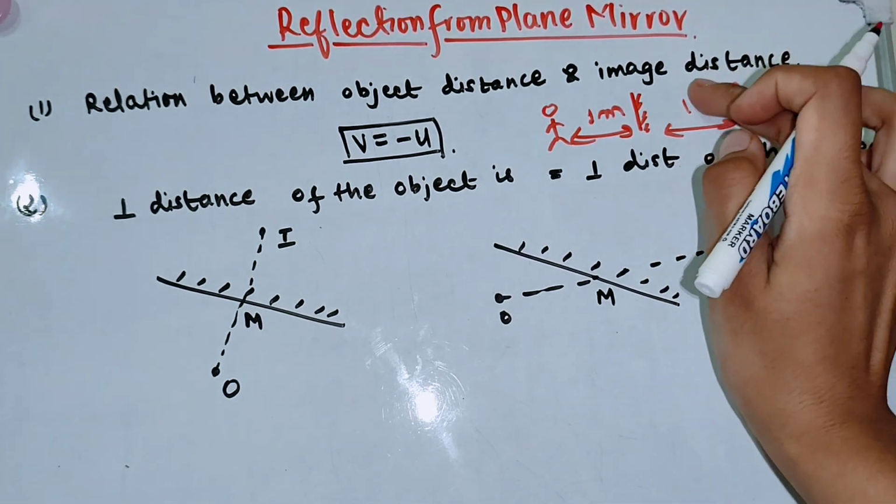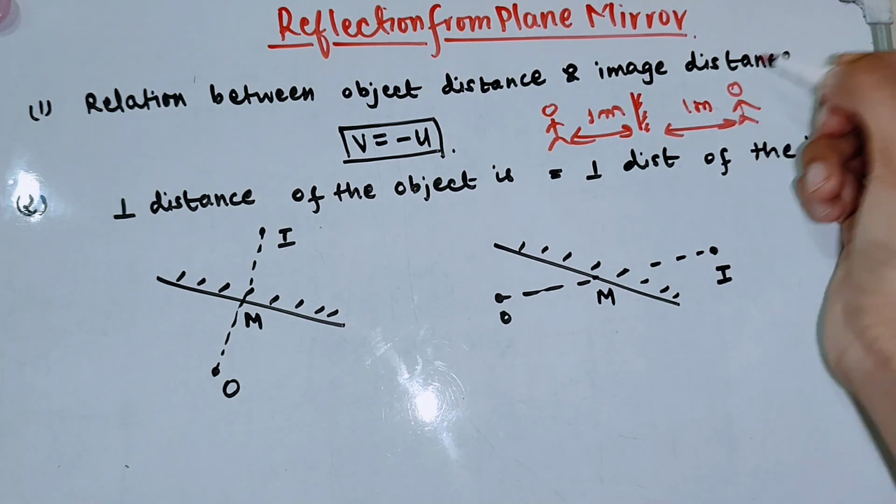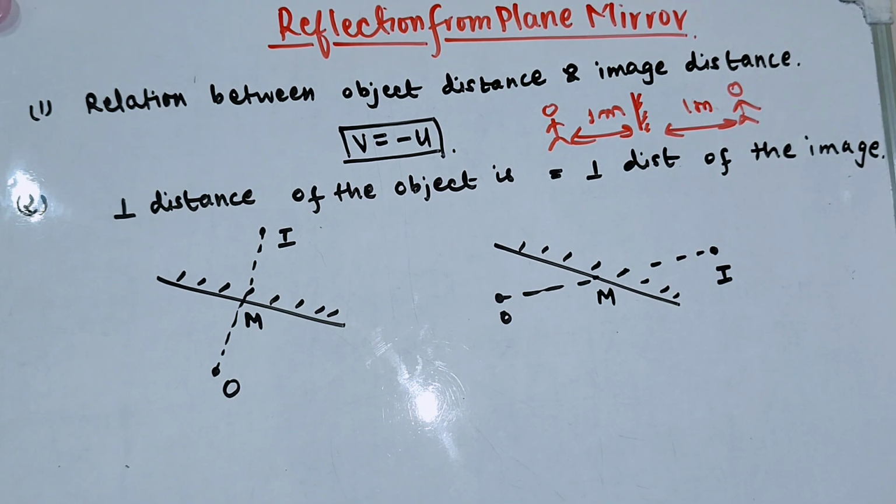I think you might have noted this yourself, that when you get closer to the mirror, your image also gets closer, and when you get farther away from the mirror, your image also gets farther away, and it seems to be very much of equal distance. Now the second point is the further explanation of the first point, that when I say that the distance is equal, I mean that the perpendicular distance is equal.